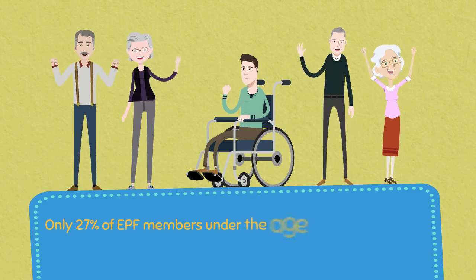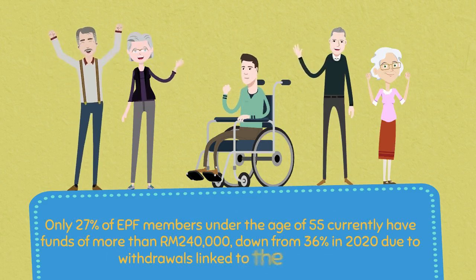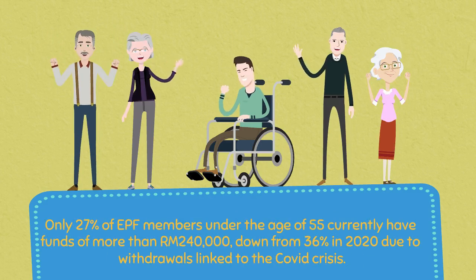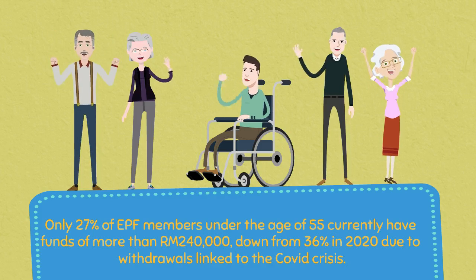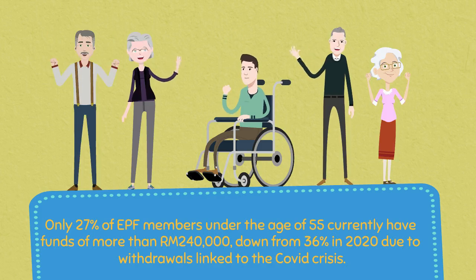Only 27% of EPF members under the age of 55 currently have funds of more than 240,000 ringgit, down from 36% in 2020 due to withdrawals linked to the COVID crisis. For example, i-Citra, i-Lestari, and pengeluaran khas withdrawals.